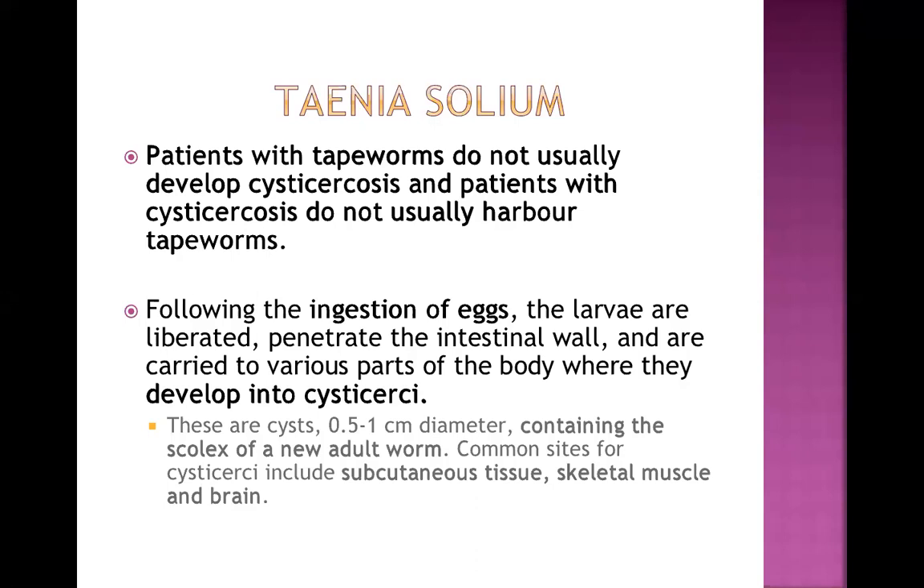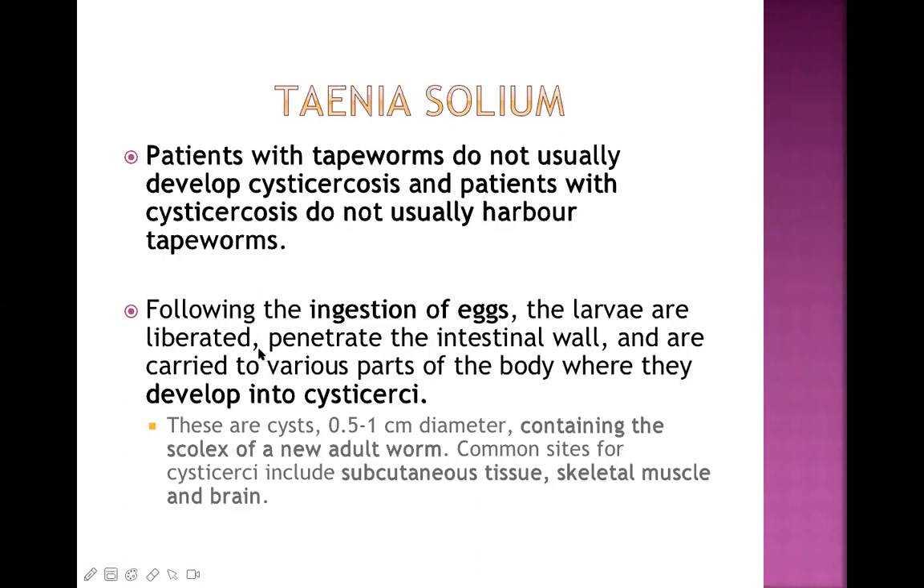When we consume this egg and it goes into our intestine, it develops into an oncosphere. Now remember, these oncospheres can penetrate the intestine and go into the blood, and from the blood they can easily enter into the muscle and the central nervous system. That's how neurocysticercosis occurs.